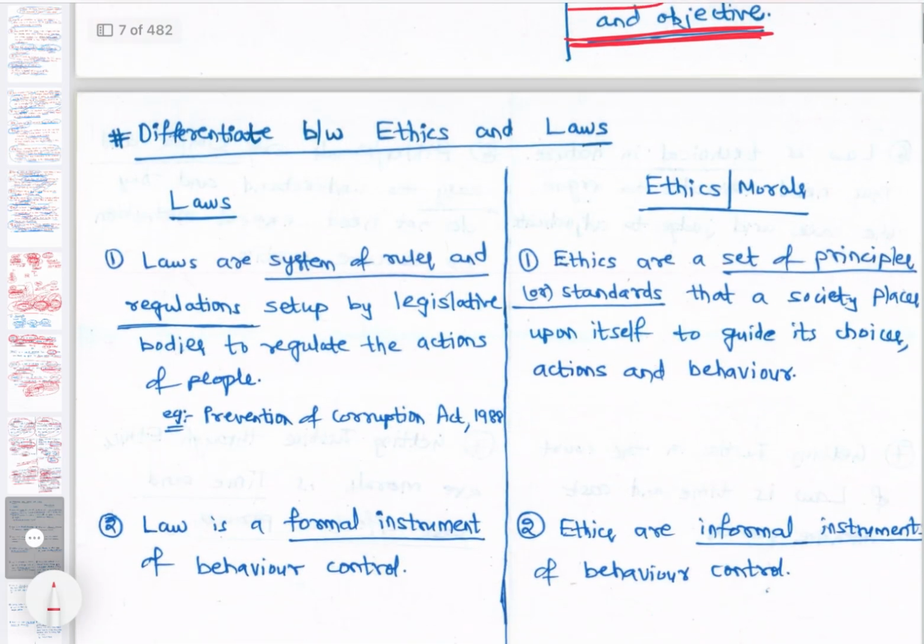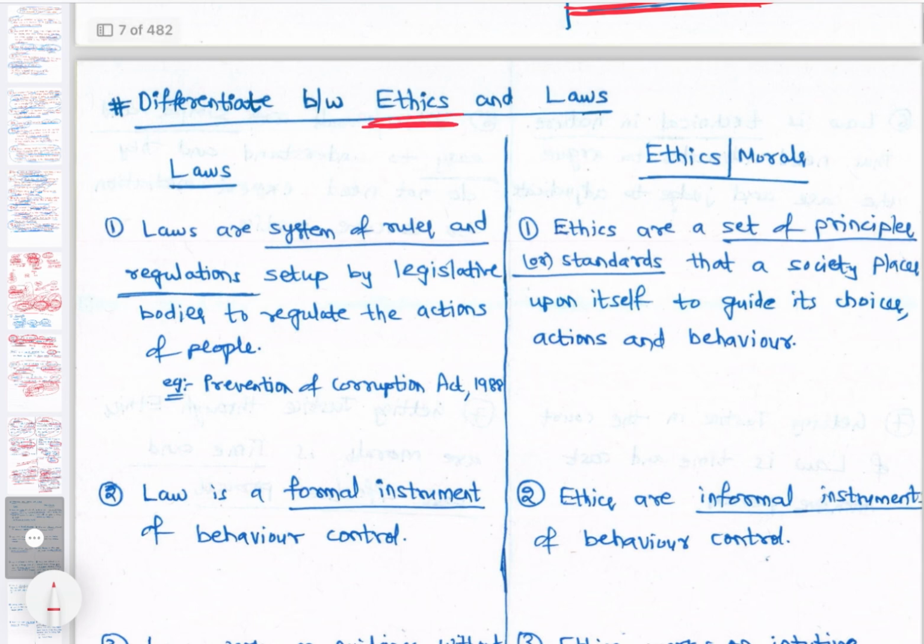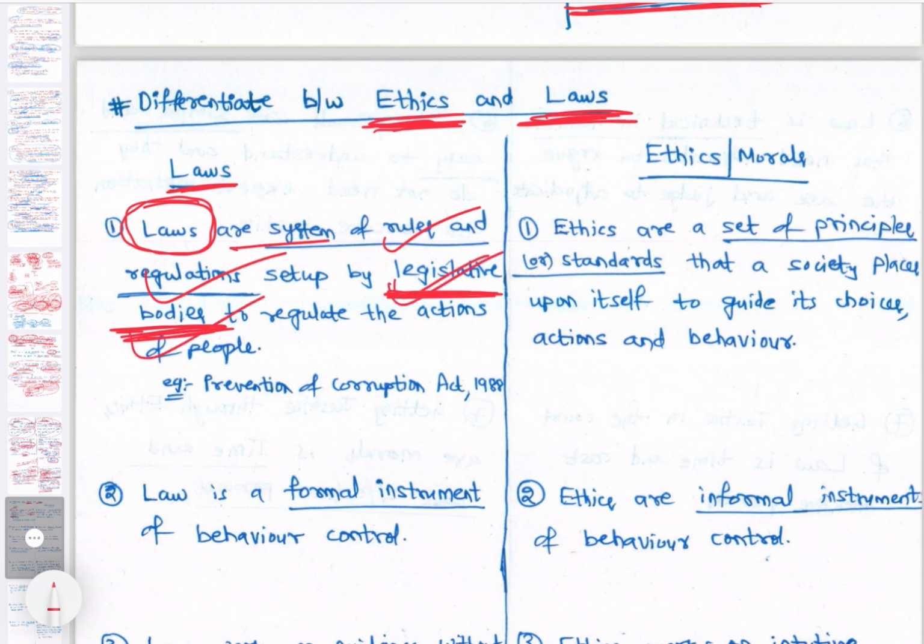Now let's see the difference between ethics and laws. We have seen morals, ethics, laws. So now let's see laws. So laws are what? A system of rules and regulations set up by legislative bodies to regulate the actions of people. So what are laws? Laws are framed by government, that is legislative bodies, a system of rules and regulations set up to regulate actions of people.